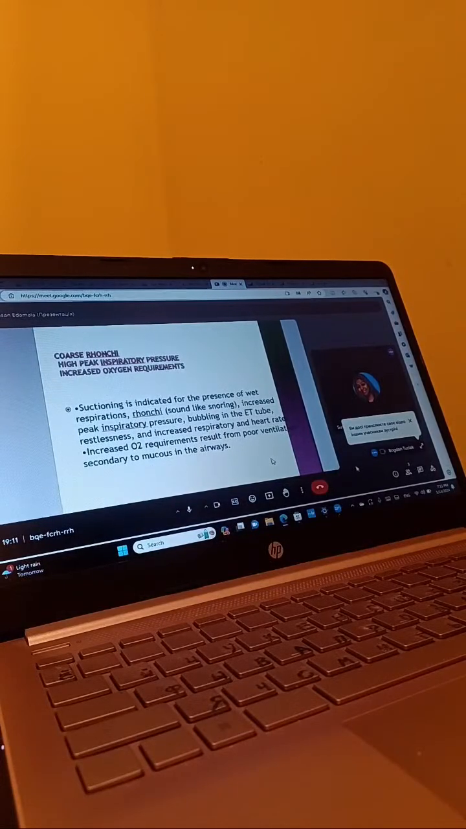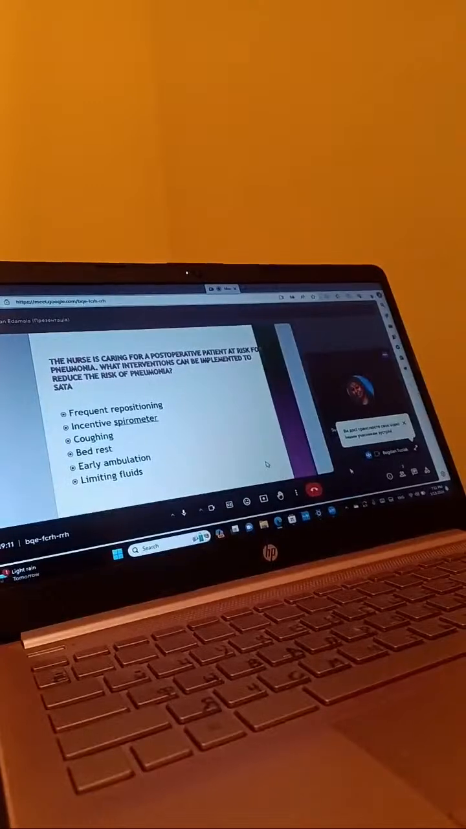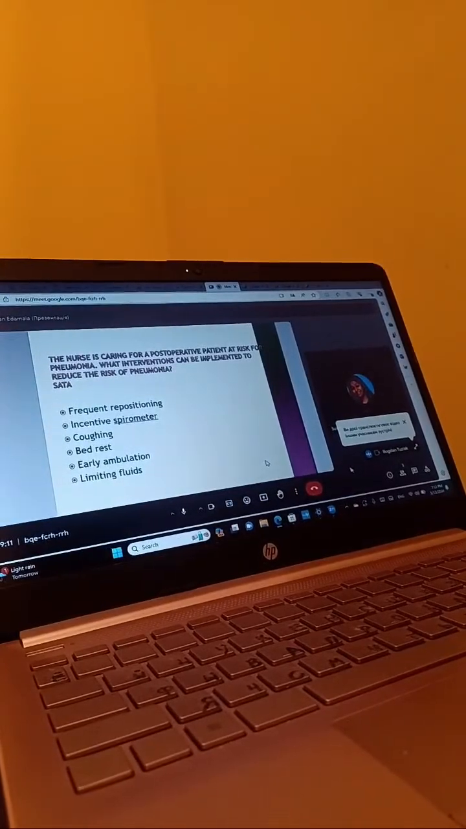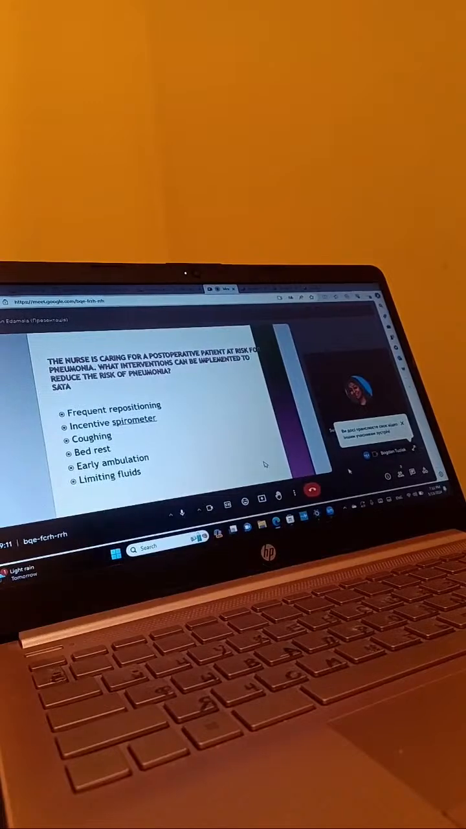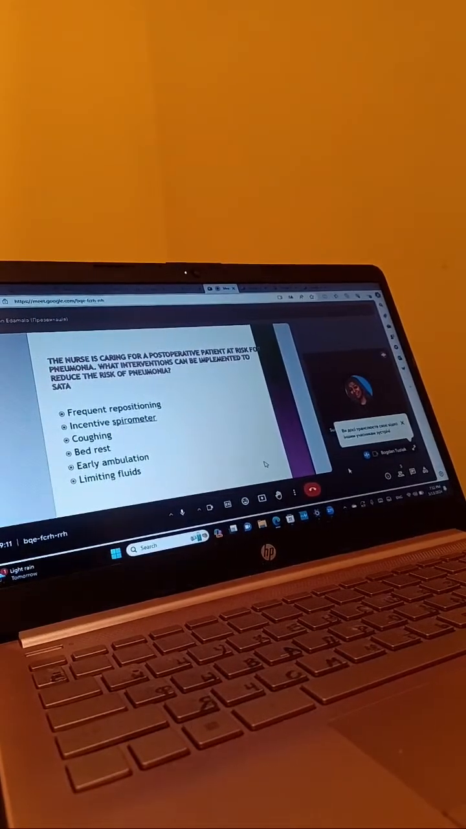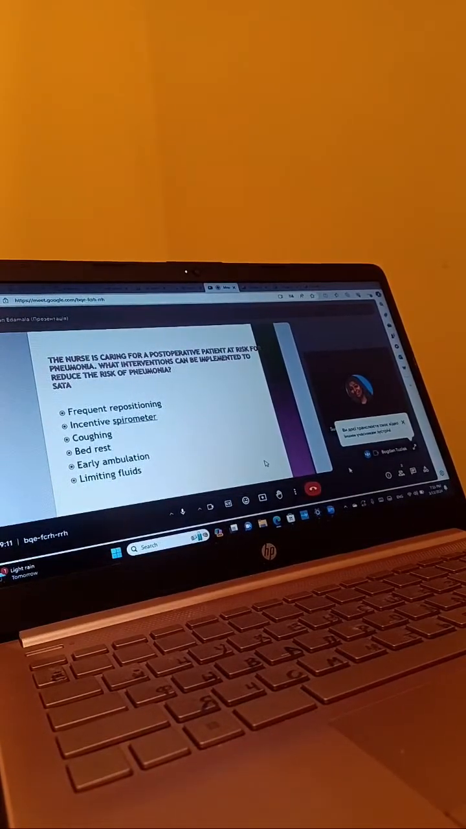Next one. The nurse is caring for a post-operative patient at risk for pneumonia. What interventions can be implemented to reduce the risk of pneumonia? Select more answers. Frequent repositioning.